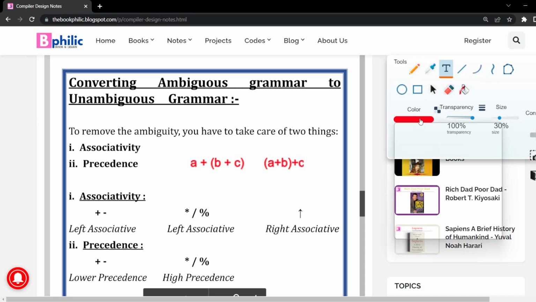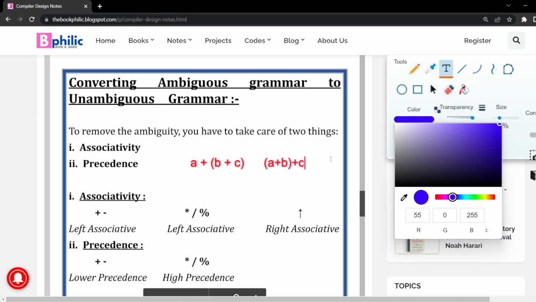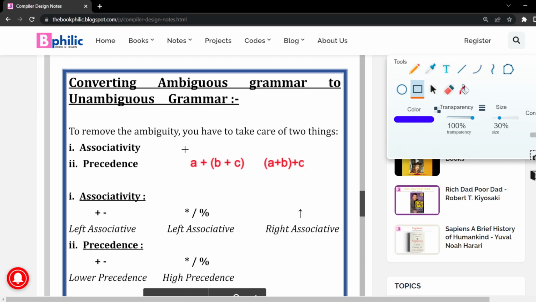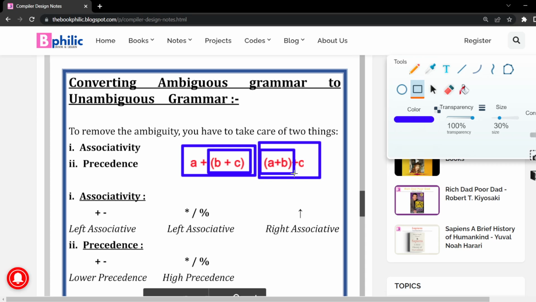Now should I ask you one question? Which path should I follow to generate the syntax, to generate the result? The result will be the same, a plus b plus c. There is no differentiation in the result, but which path should I follow? Should I follow this associativity or this associativity?